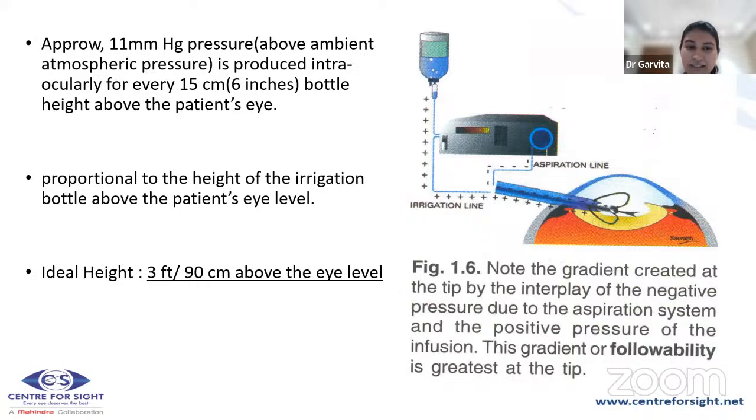So ideal height is 3 feet or 90 centimeters above the eye level. In this diagram, we can see the irrigation line supplies, and the gradient is created by the tip, through the interplay of this negative aspiration pressure and the positive irrigation pressure. This pressure creates a path inside the eye for the flow of fluid, which is called the followability and drives the nuclear pieces in that direction. We will discuss this further in the next slide.